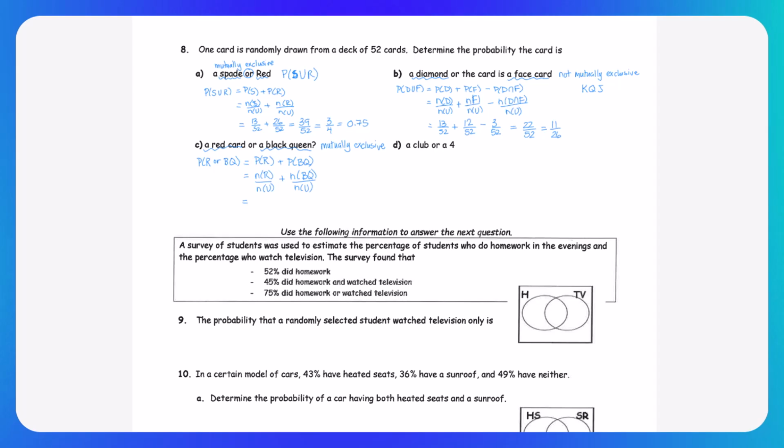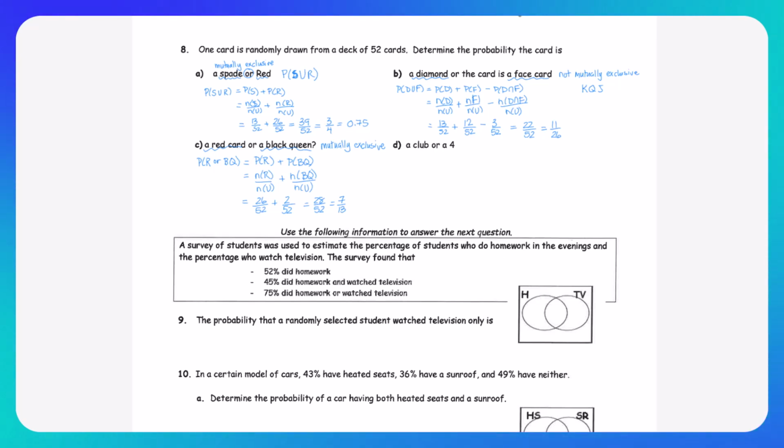So the number of red cards, like I mentioned, there were 2 suits that are red, so there are 26 cards out of 52. And the number of black queens, well, there are 2 black queens. There are the Queen of Spades and the Queen of Clubs. So we're going to add those 2 together. That's going to give us 26 plus 2 is 28 over 52. And we can divide top and bottom by 4, and that's going to give us 7 over 13.